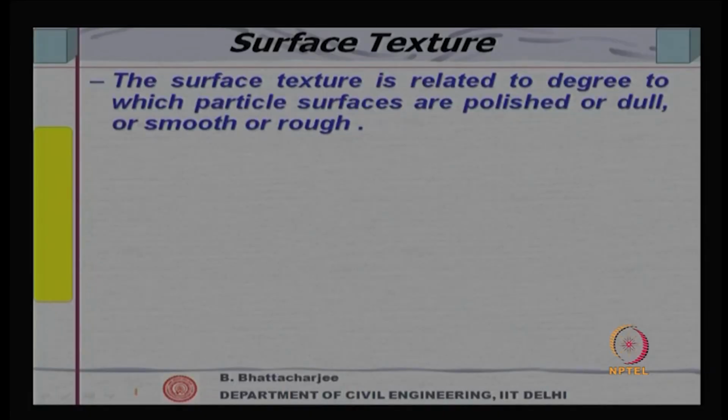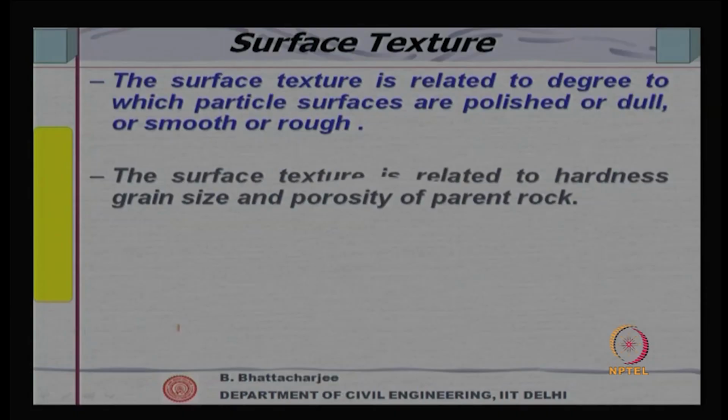Now, let us look at surface texture. The surface texture is related to the degree to which particle surfaces are polished, dull, smooth or rough. This is important because the bond of the cement paste with the aggregate depends upon the surface structure. That is why surface texture is important.